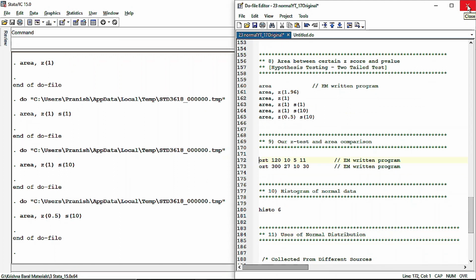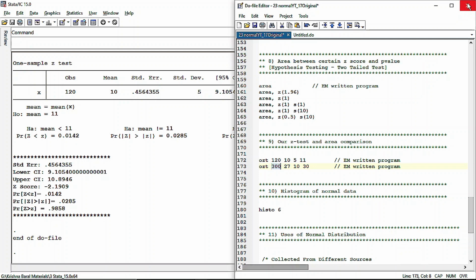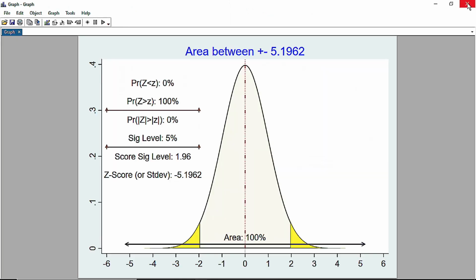Similarly, we have written a program to perform our Z test, and we have named it our Z test. For a sample size n of 120, its mean is 10 and its standard deviation is 5, and we want to test the hypothesis whether the mean is 11. We will see it in another video, just a graphical depiction. Based on this result, we will make our two-tailed test. For a sample of 300, the mean is 27 and its standard deviation is 10, and we want to test the hypothesis whether the mean is 30. Again, we will use it in another video. So this is what the graph looks like.